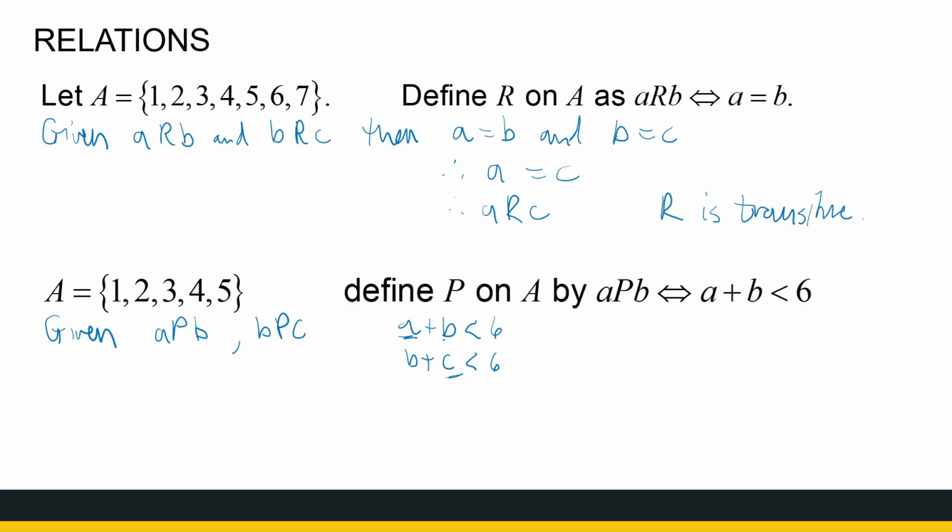Let's see, because what happens if B is a little number and A and C are both big numbers? So if B is 1, then I can maybe have 3 plus 1. So 3P1 is true, because 3 plus 1 is less than 6. And 1 plus 4 is less than 6. But I know 3P4 is not true, since 3 plus 4 is not less than 6. All right, so this P is not transitive.